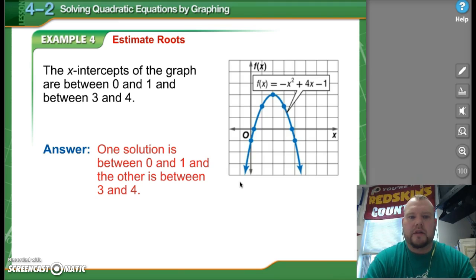So obviously our answer then is that one of our solutions is between 0 and 1, and the other is between 3 and 4. It might be important for you to look at the fact that this dot is closer to the 0 than it is to 1. So for example, if you were to actually estimate the answer and you guessed like 0.9 or 0.8, those would be bad guesses. A good guess would be maybe like 0.1 or 0.2, something that's obviously closer to 0 than it is to 1. And similarly over here, this point is closer to 4 than it is to 3. So a smarter choice would be 3.8, 3.9, something like that, rather than 3.1 or 3.2.